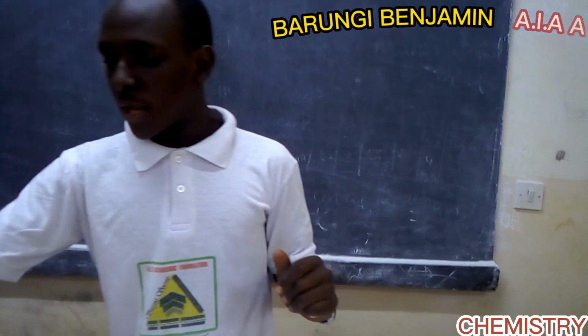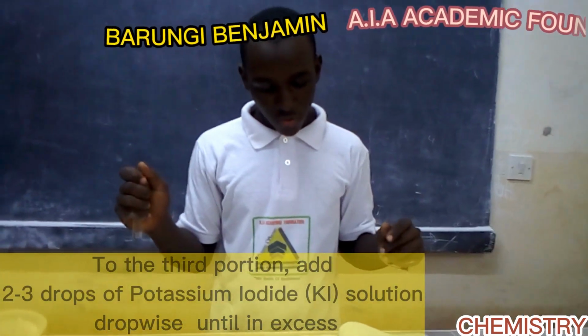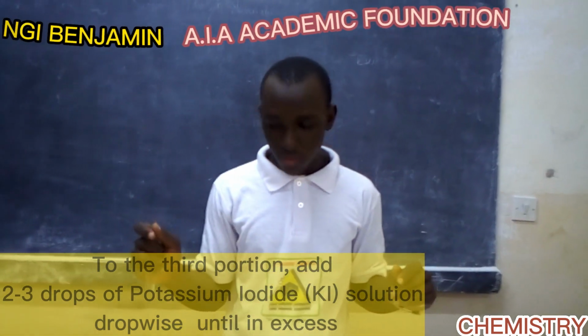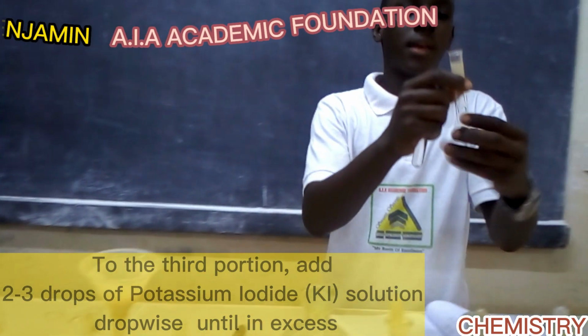So they have told us, to the third portion, add 2 drops of potassium iodide solution. This is our third test tube.